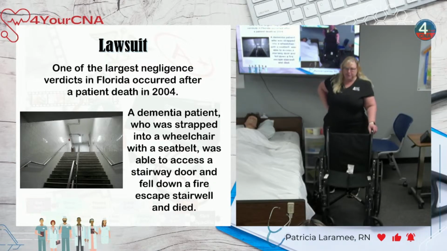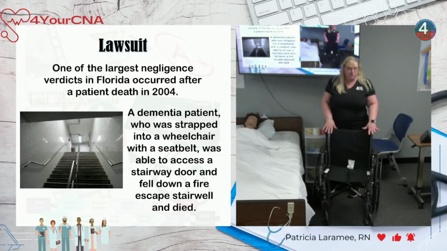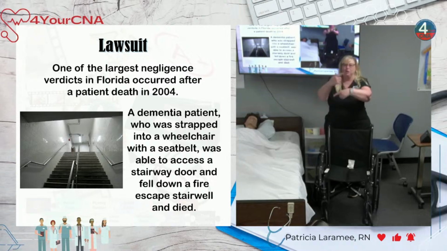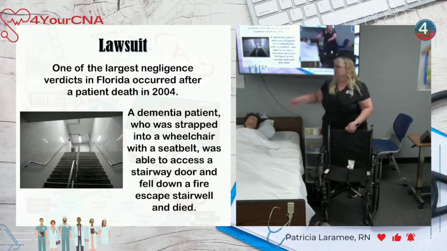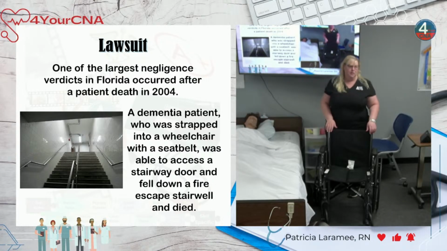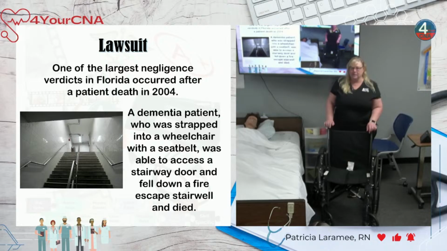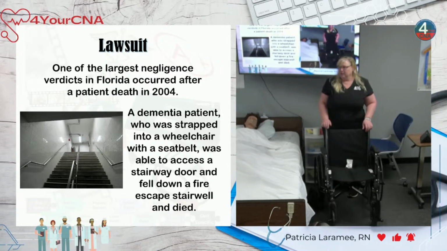They put a dementia patient in a wheelchair, but they did not lock the wheelchair. And she was able to get herself into a stairwell. And because she was strapped in the wheelchair, that wheelchair tumbled down a flight of concrete steps. And the patient ultimately lost her life.